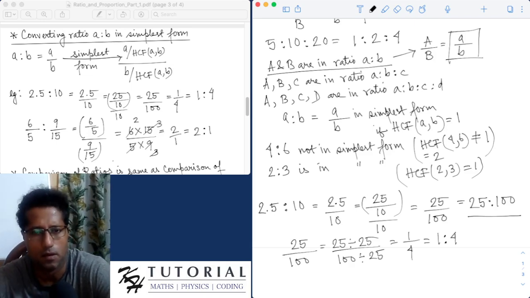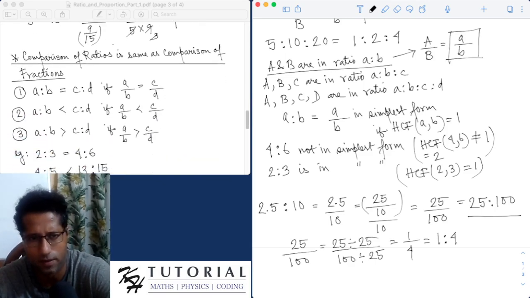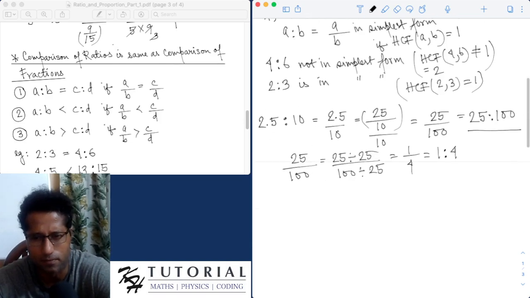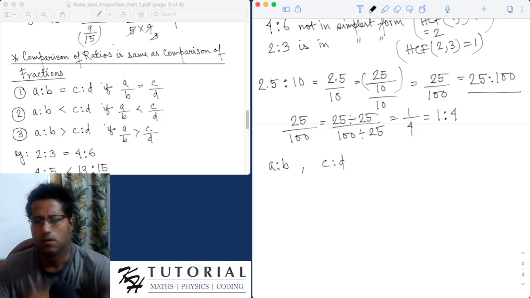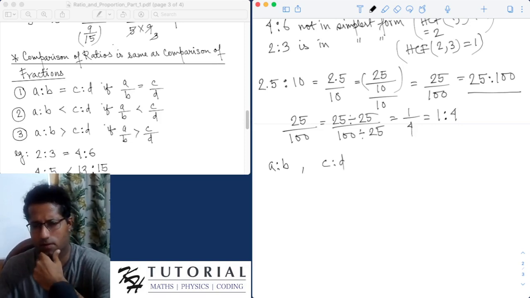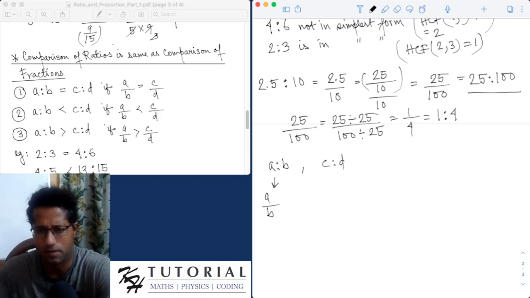Okay. Now there is a concept of comparison of two ratios. If two ratios are given, how do we compare them? So two ratios are given, A is to B and let's say C is to D. We compare them just like we compare fractions. So we know that this ratio is nothing but A by B, and this C is to D is nothing but the fraction C by D. Now we will compare these two.